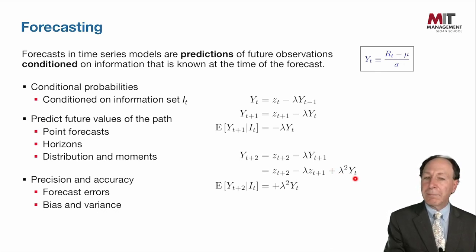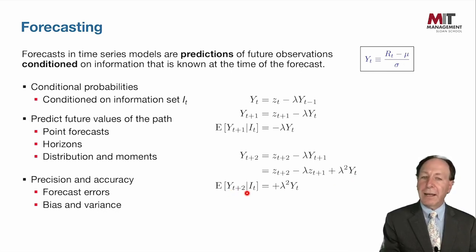And now I'll stop. Take expectations of both sides. The first 2 terms vanish because they're z's. They have mean 0. And the expectation for 2 steps ahead in our process, conditioned on the information available at time t, is equal to lambda squared y sub t.